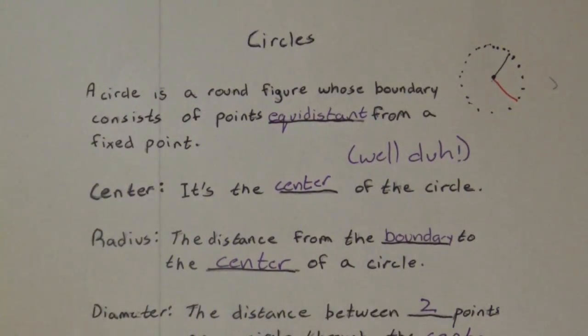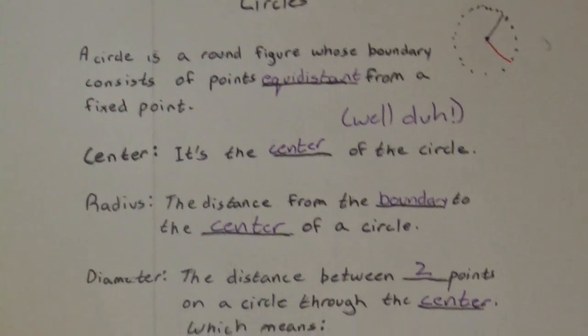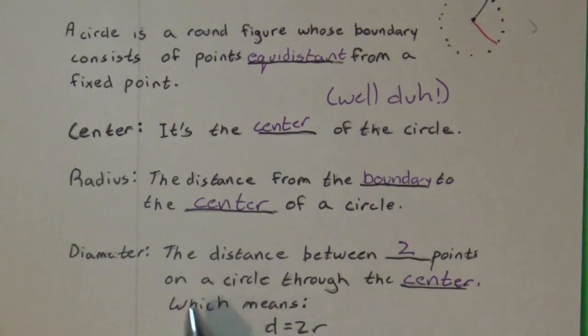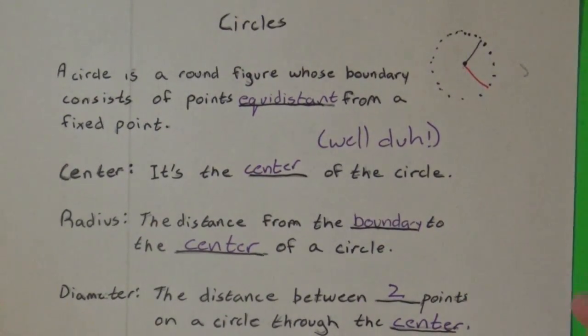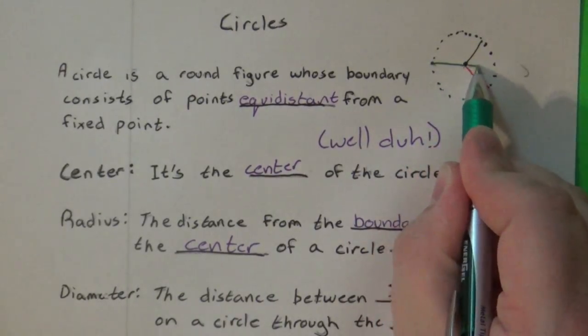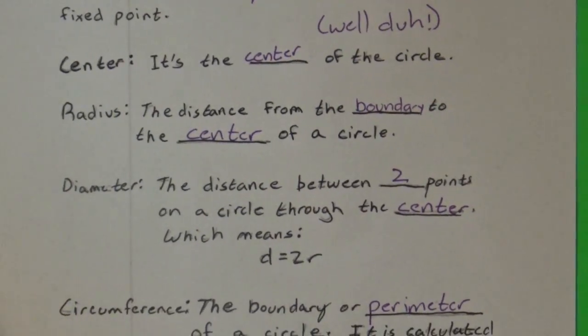Diameter. It is the distance between 2 points on a circle through the center. Going back to my little drawing right here, it looks like this. It's going from one point through the center to another point. That's all that is. Now, that gives us an equation: diameter is equal to 2 times radius. So diameter equals twice the radius.